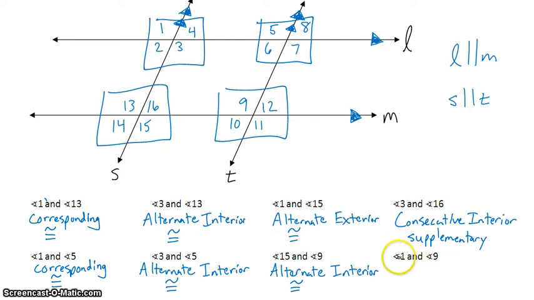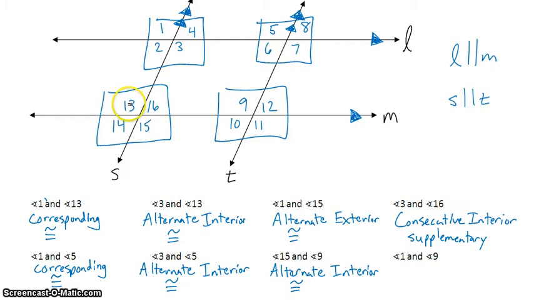Last pair of angles, 1 and 9. 1 and 9 are both in the upper left corners, so it looks like they should be corresponding. But there is no transversal between 1 and 9, so 1 and 9 actually don't have a name. I can conclude something about 1 and 9, but I'd have to write a little proof.